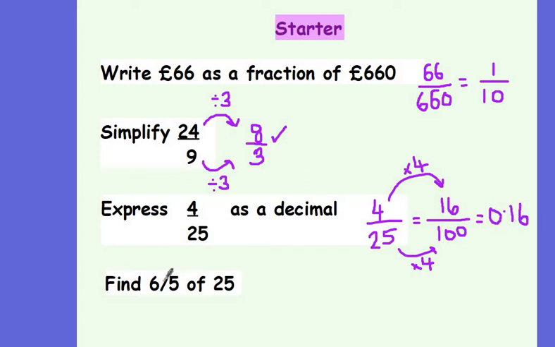0.16. And finally, to find 6/5 of 25, the first thing I'm going to do is find 1/5, which is 25 divided by 5, which gives me 5. And Darcy, how can I find 6/5 if 1/5 is 5? Great, 6 times 5, which gives me 30.